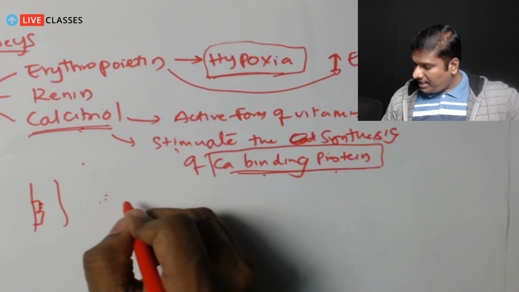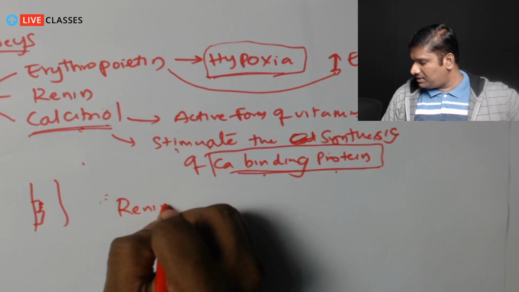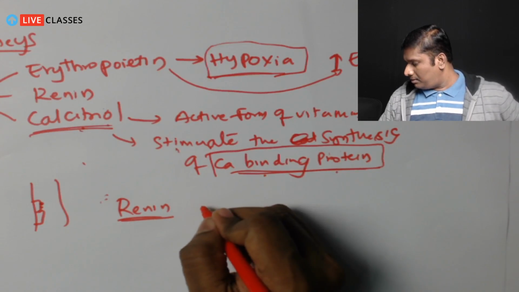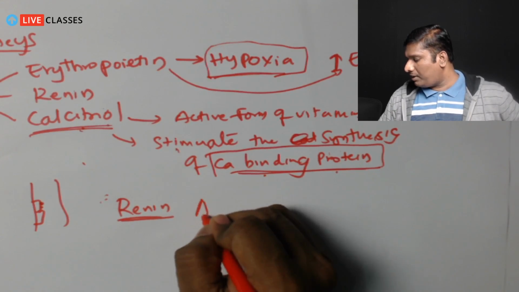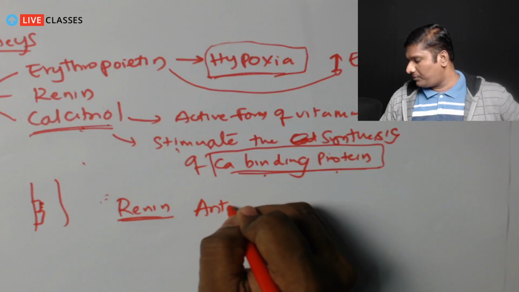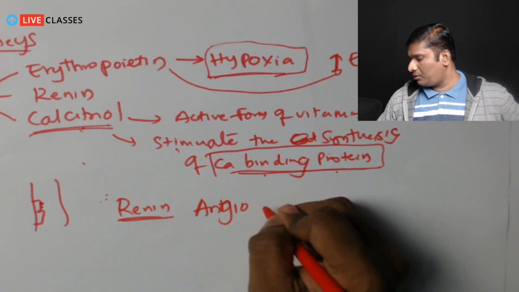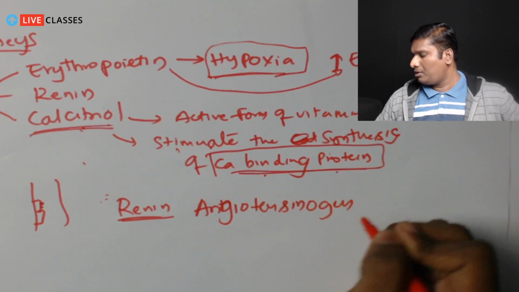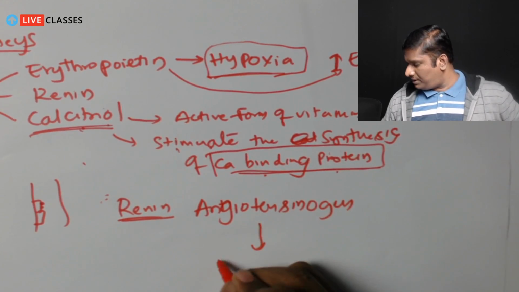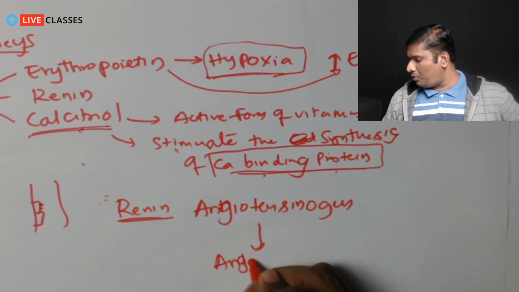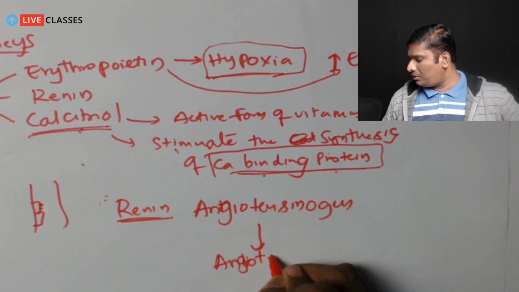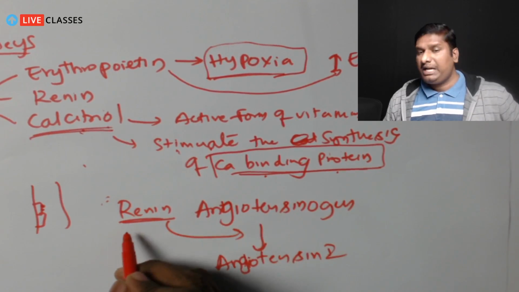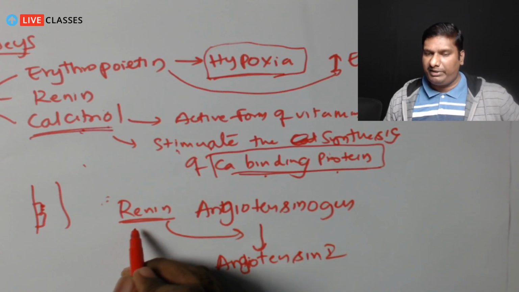Now finally we are left with the third one, which is renin. The role of renin is in the activation of angiotensinogen. Angiotensinogen is converted to angiotensin 1 in the presence of renin. It basically has a proteolytic activity.